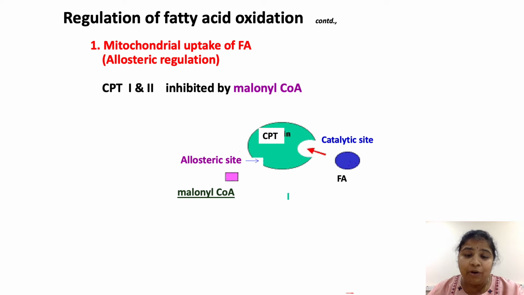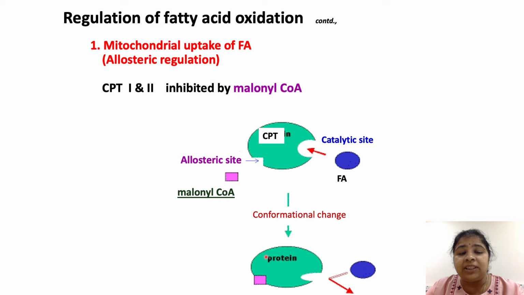So regulation happens at the level of transport itself, so that when fatty acid synthesis is happening, beta oxidation should not happen. Malonyl CoA will bind at the allosteric site and cause a conformational change in the enzyme so that fatty acid cannot bind to the enzyme. So this is one way of regulation of beta oxidation.